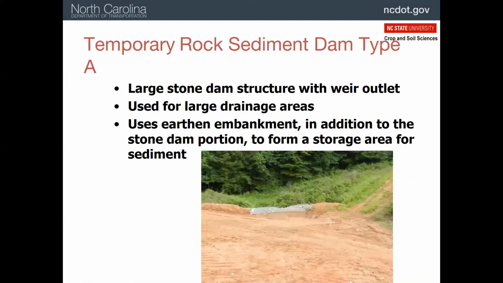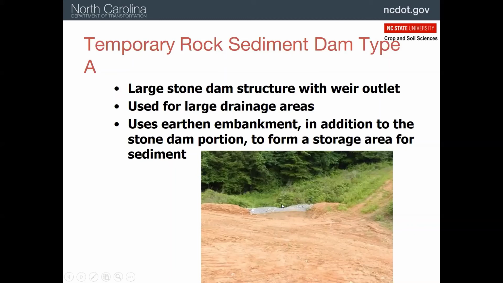This is an old structure that we used to use a lot, and now I don't think we use it too much anymore. But it's a sediment dam type A, which has the large stone, the type B stone. And then we cover that up with the 57 stone to slow the water. So for large drainage areas, this is a pretty serious structure here that can handle the flow.